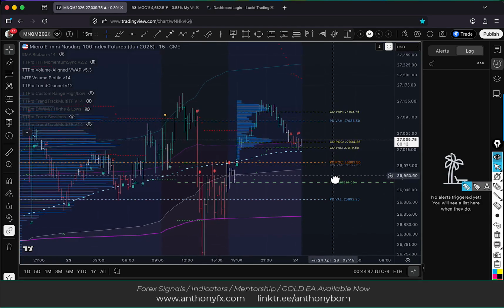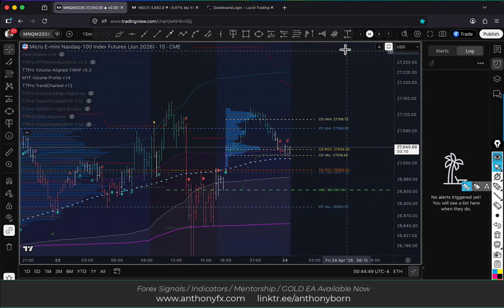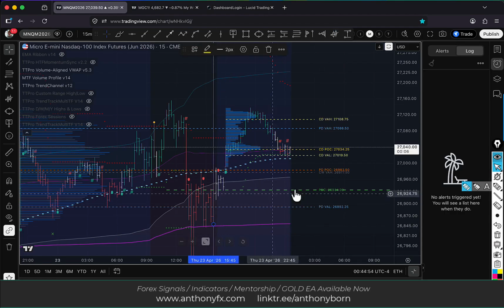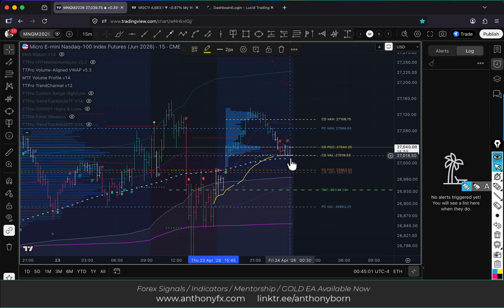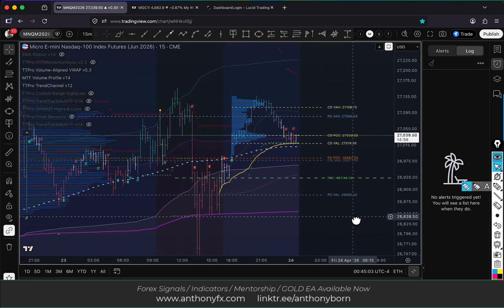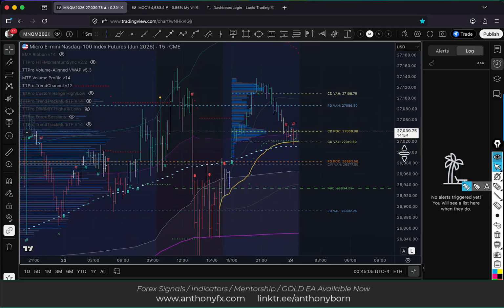Right, now what you need to do here is you can throw an anchored VWAP in on that low, right? This is really important, right? That anchored VWAP, volume weighted average price. So you've got everything in your favor here, right?